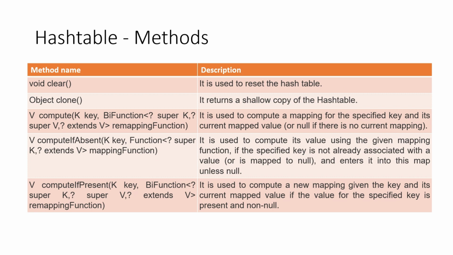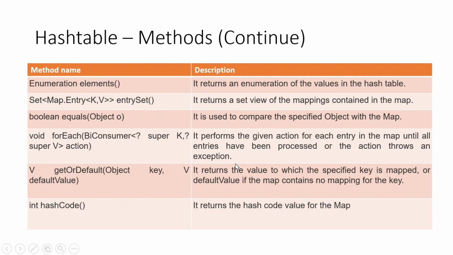What are the methods of hash table? They are similar to the hash map methods: clear, clone, computeIfAbsent, computeIfPresent. If you check my hash map video, you will find all the related examples there. Then elements, which is a method present only in hash table, coming from the Dictionary class. It returns an enumeration of the values of the hash table, similar to values in the collection.